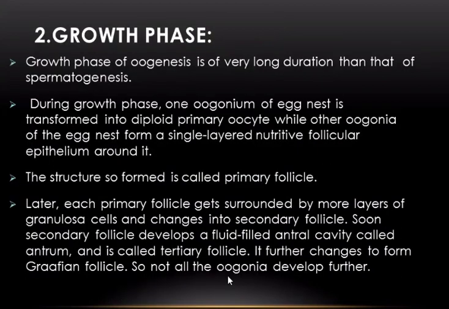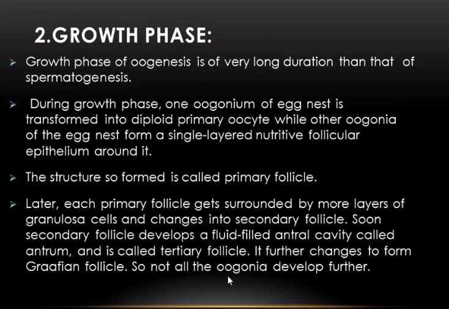And the second phase is the growth phase. The growth phase of oogenesis is of very long duration compared to that of spermatogenesis. During the growth phase, one oogonium of the egg nest is transformed into a diploid primary oocyte, while the other oogonia of the egg nest form a single-layer nutritive follicular epithelium around it. The structure so formed is called the primary follicle.